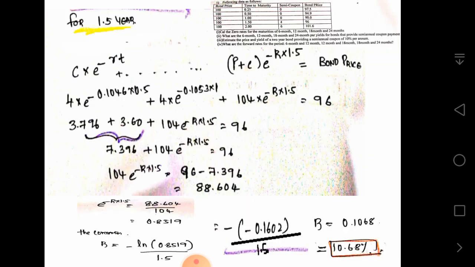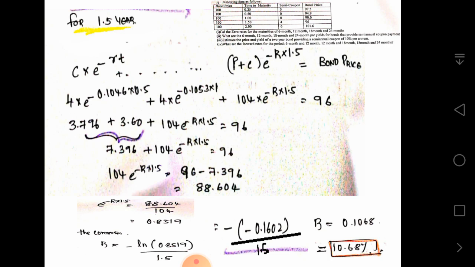Right. Now the next I will be calculating the zero rate for 1.5 years. What is the zero rate for 1.5 years? To calculate it, if I look at 1.5 years, the coupon rate comes into the picture. I need to take the coupon rate into consideration when I calculate a zero rate.